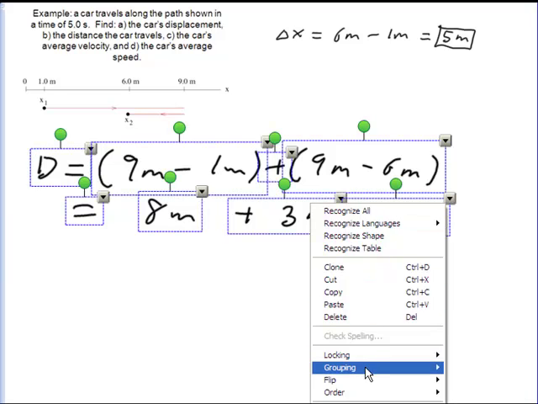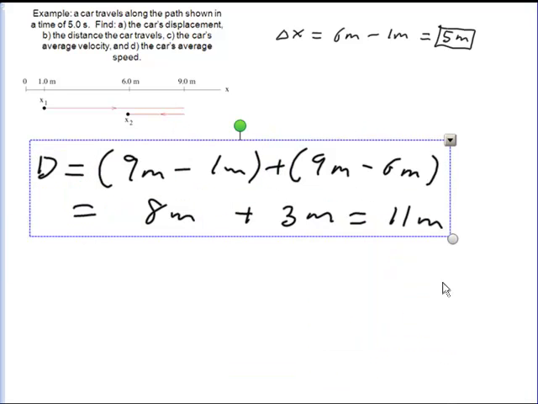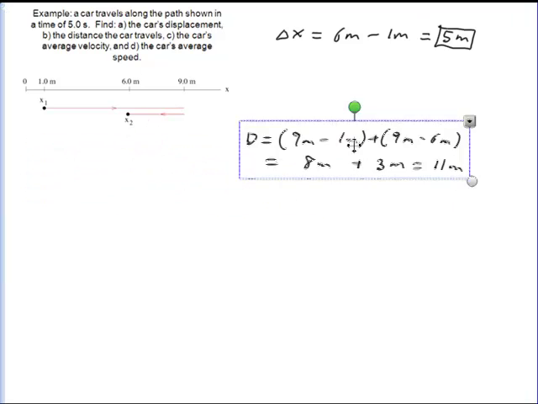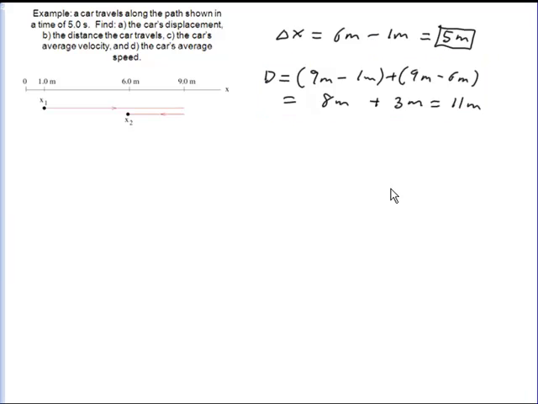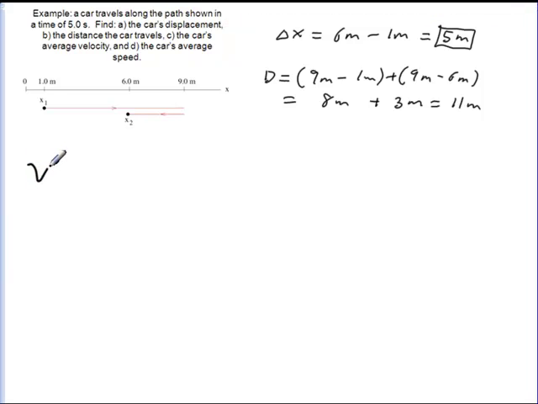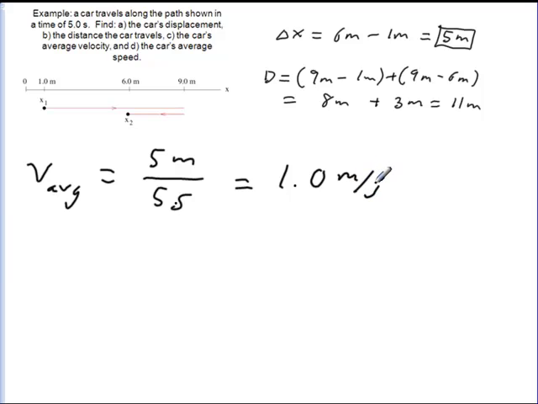And we'll put this to the side. All right, the next thing we want to consider is average velocity. Average velocity is displacement over time. So V average is 5 meters divided by 5 seconds, and that'll give me 1.0 meters per second.